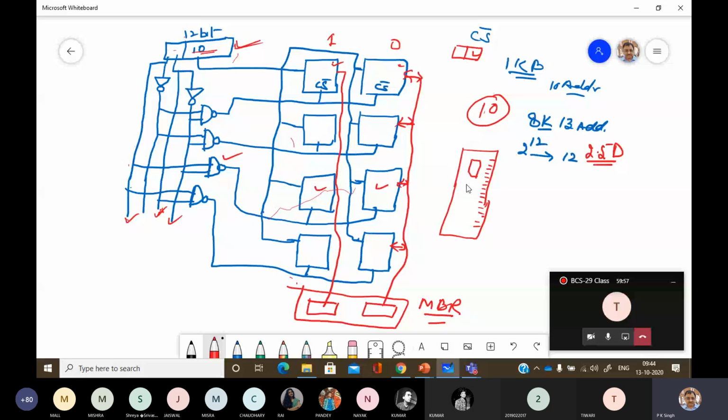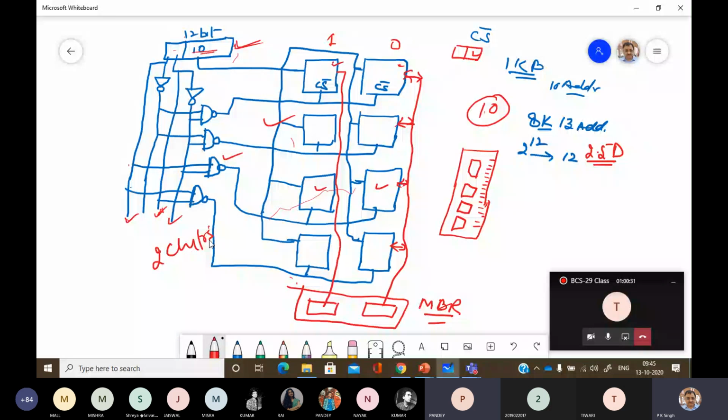So these are nothing but memory banks like this. This is one memory bank, this is another memory bank. Means if you create a chip for this to facilitate 2.5D organization, for this memory organization you need 2 chips.